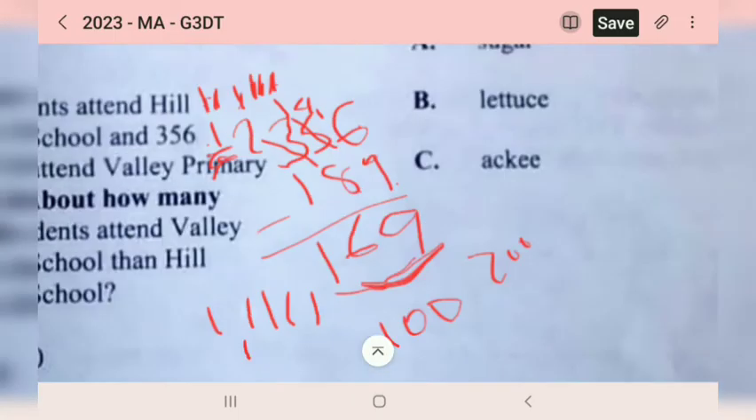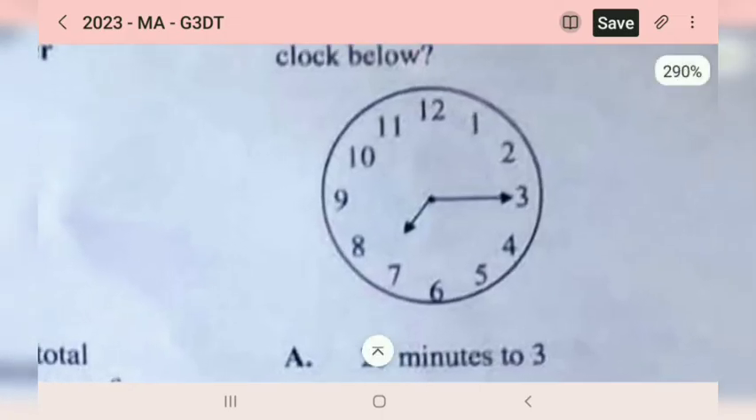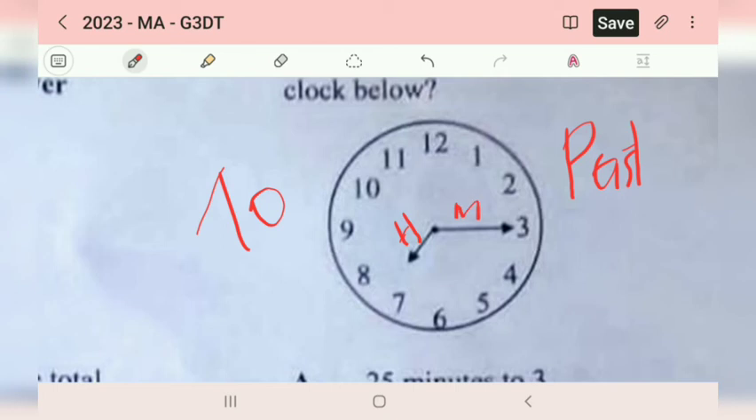Moving on to 36, which is clockwork. Remember, I told you every paper I've seen so far has a clock on it to work with. Clockwork, telling the time. What time is shown on the clock below? Alright, so if you've been watching all my videos, past the hour, to the hour. So we're looking at 7, and we're seeing that the hour hand, let's put H on hour hand, and the long hand is the minute hand. I'm going to put M right there.